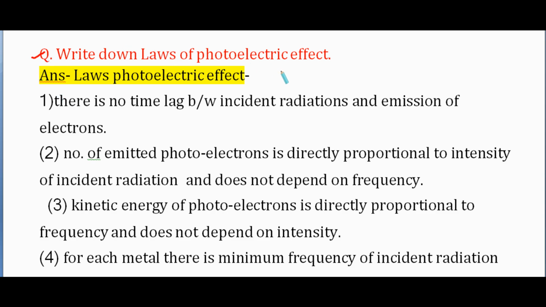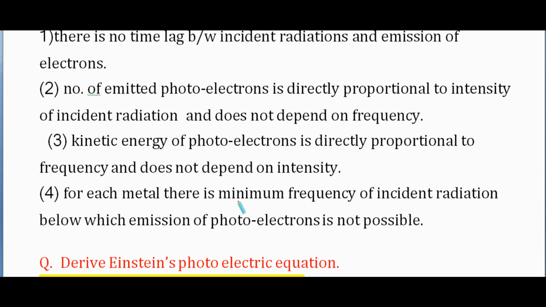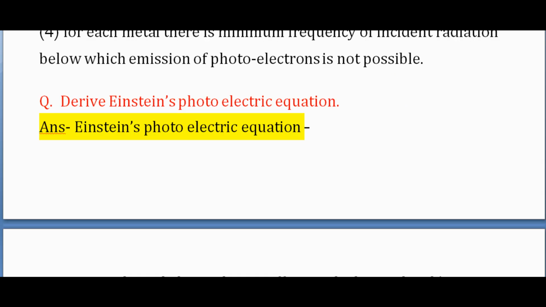Question: write down laws of photoelectric effect. There is no time lag between incident radiation and emission of electrons. Number of emitted photoelectrons is directly proportional to the intensity of incident radiation and does not depend on frequency. Kinetic energy of photoelectrons is directly proportional to the frequency and does not depend on intensity. For each metal, there is minimum frequency of incident radiation below which emission of photoelectrons is not possible.